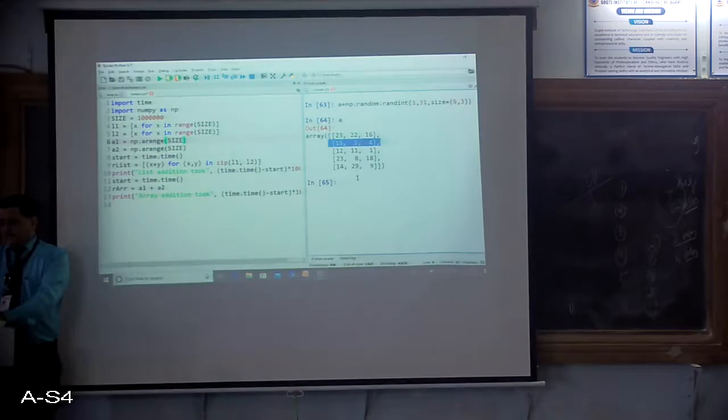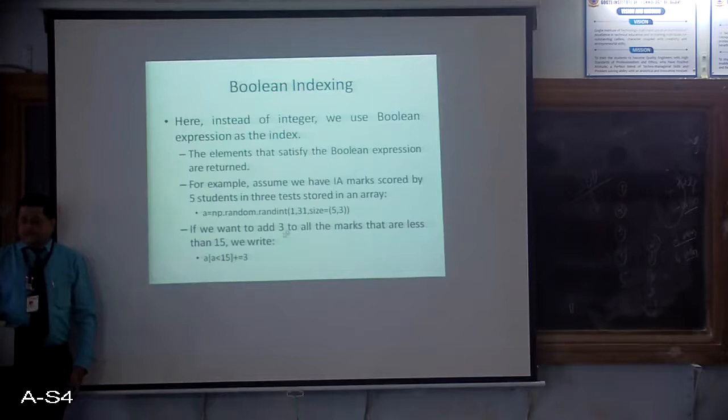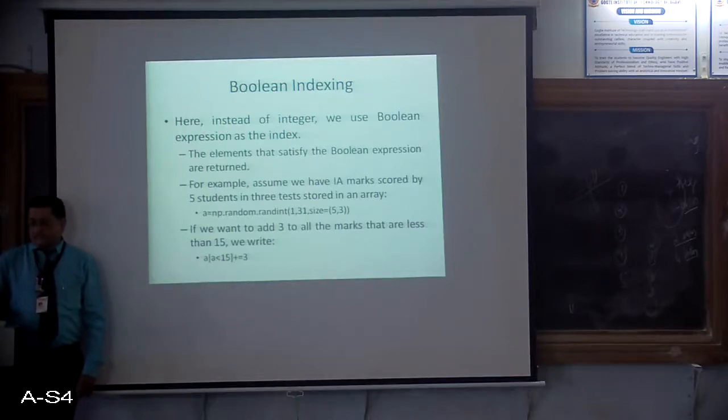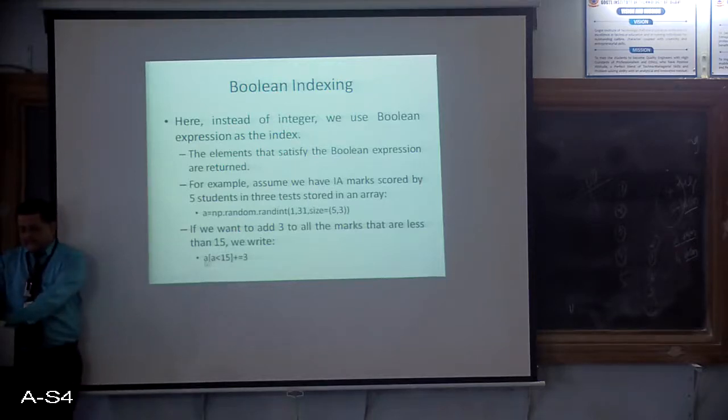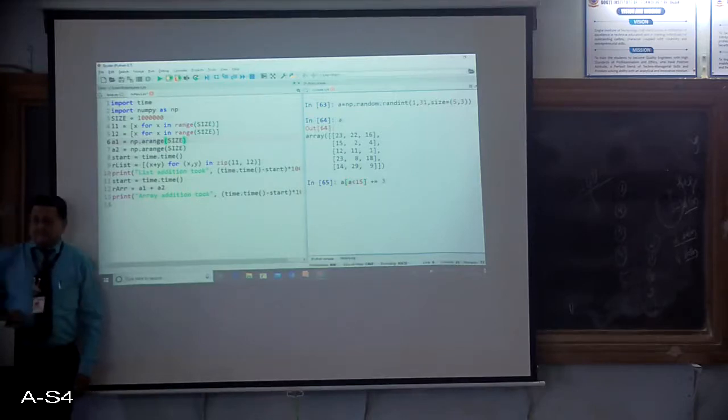Okay, assume that your professor wants to add 3 grace marks to all the marks that are less than 15. Then we can simply do that by saying A of A less than 15 plus equal to 3. That is, A of A less than 15 is the Boolean expression. So wherever you find an element where this Boolean expression is satisfied, increase that value by 3. This is what the statement looks like.